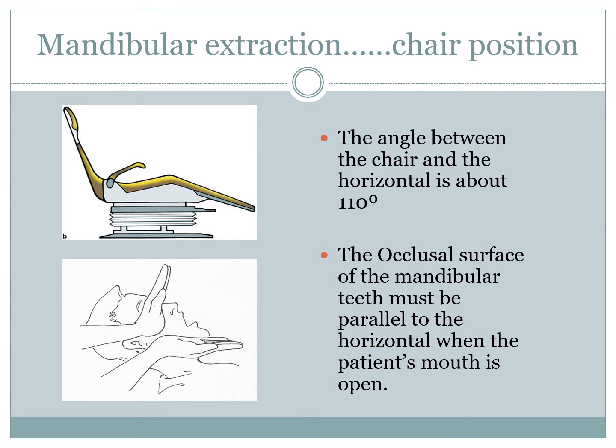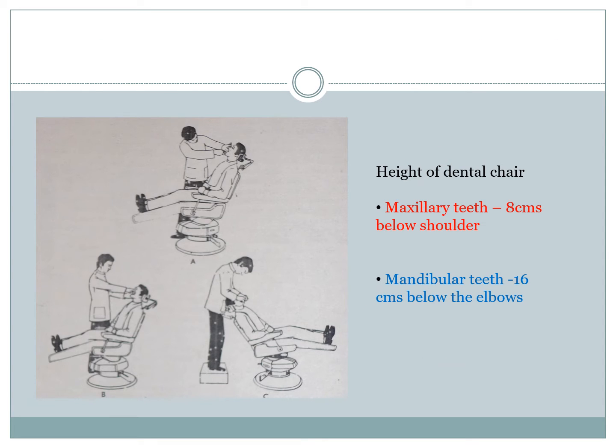If you go for the mandibular extraction, the angle between the chair and the horizontal is about 110 degrees. So for mandibular tooth extraction, the patient should be positioned more upright. The occlusal plane is parallel to the floor, and the chair should be 16 centimeters below the level of the operator's elbow. Already I mentioned the height of the dental chair for maxillary is 8 centimeters below the shoulder level. For mandibular, it's 16 centimeters below the elbow.